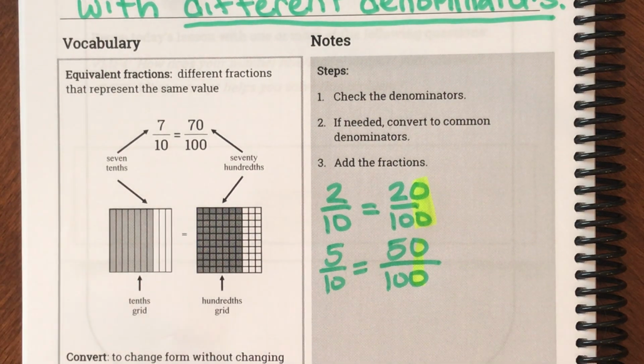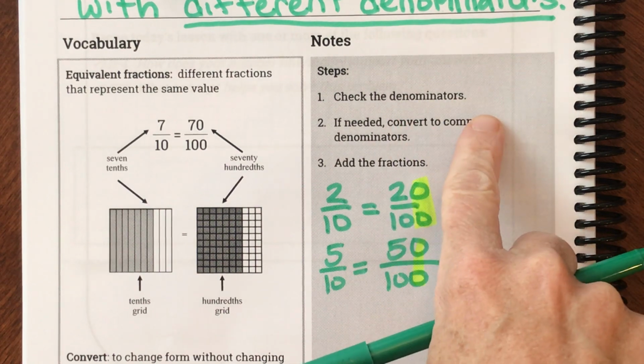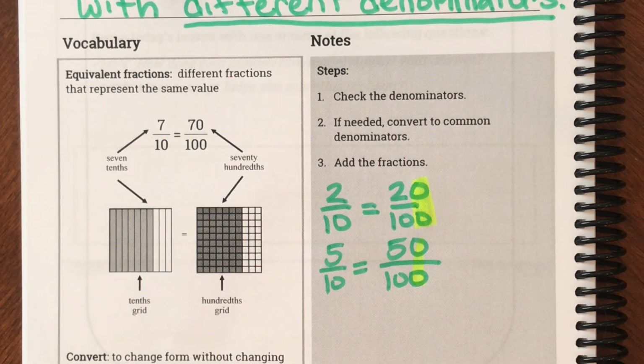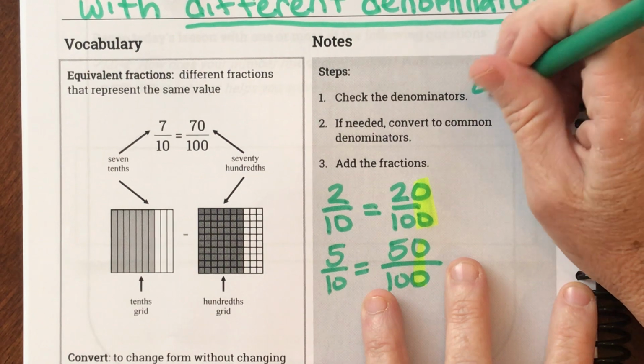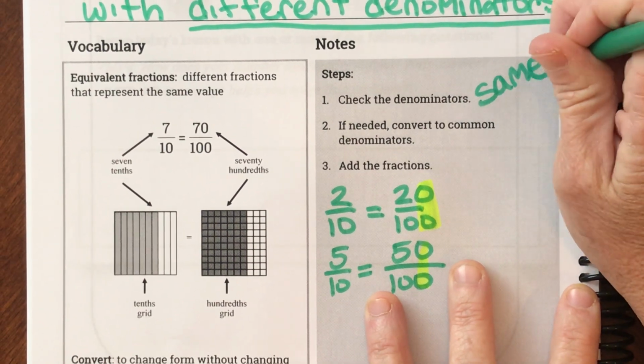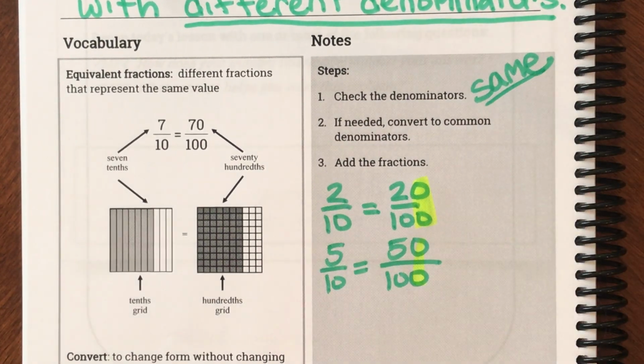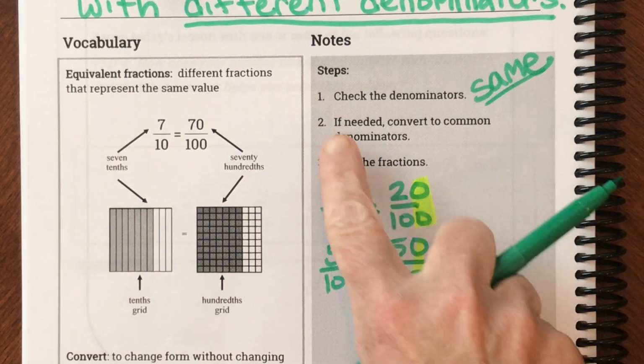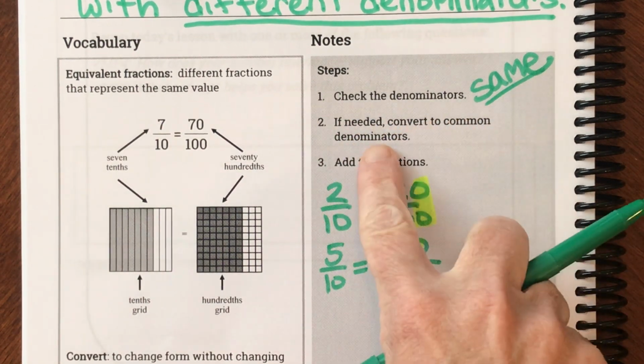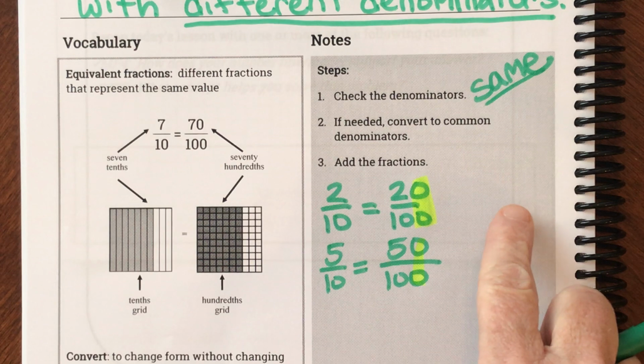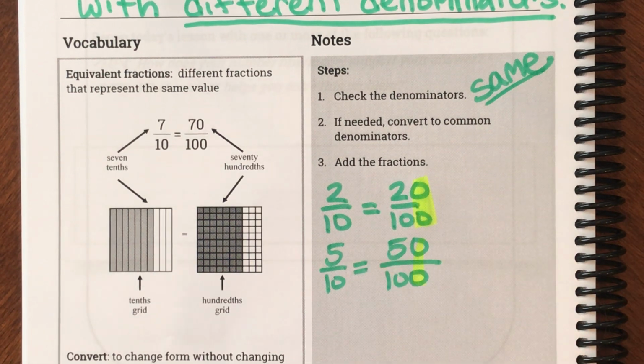Okay, let's look at our steps. It says check the denominators. You can't add fractions unless they have the same denominator. So when it says check the denominators, we need them to be the same. We're checking to see if they're the same. That's what's important. Then it says, if needed, convert to common denominators. Common means same. And then we add the fractions. And remember, when we add fractions, we only add numerators.